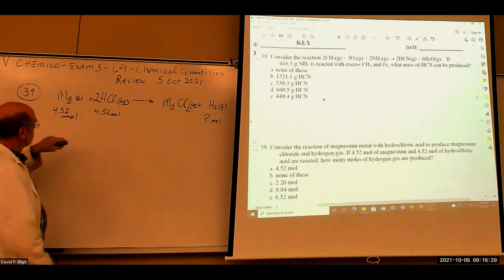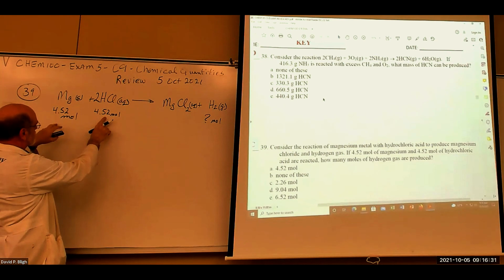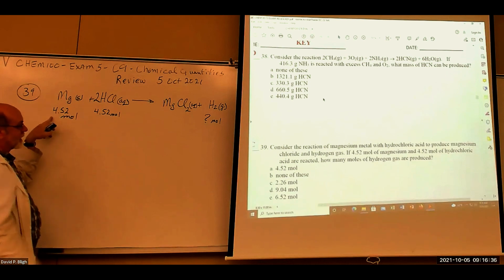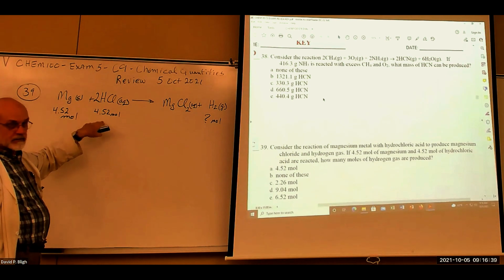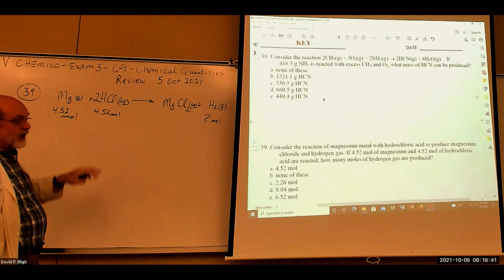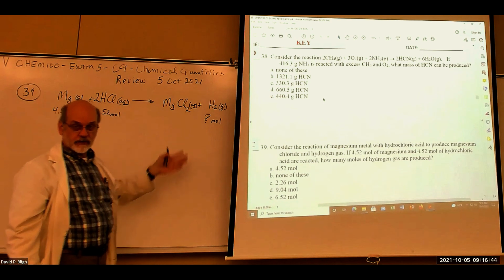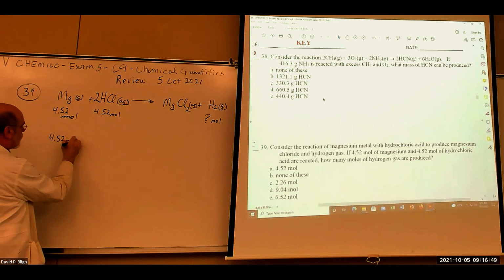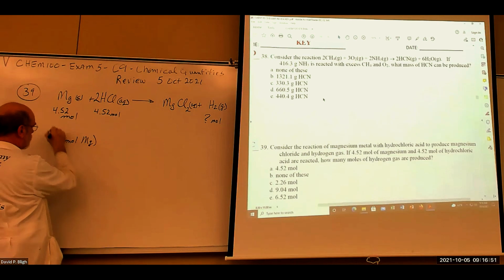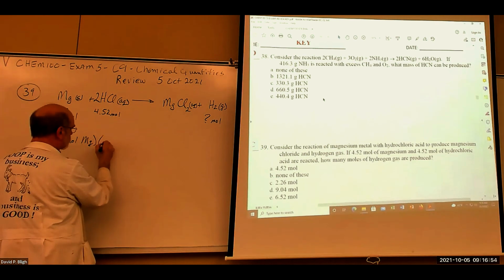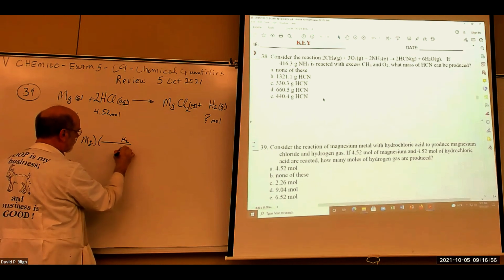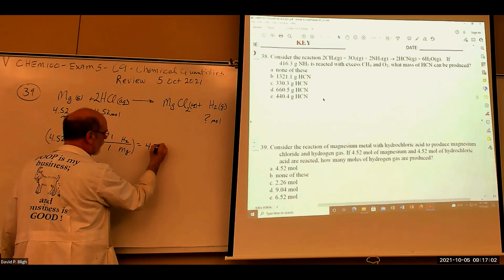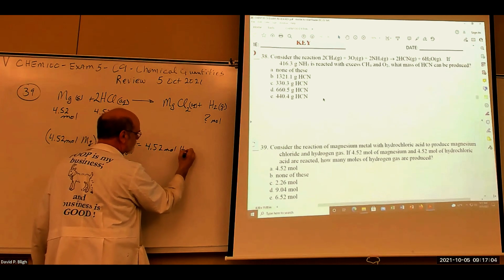Or we could say, how many moles of this are required to react with that? Well, only half of those are going to react. So this one is the limiting reactant. But since we're going for an answer, we can do it the old-fashioned way. 4.52 moles of magnesium would produce how many moles of hydrogen? The ratio is 1 to 1. So that would produce 4.52 moles of hydrogen gas.